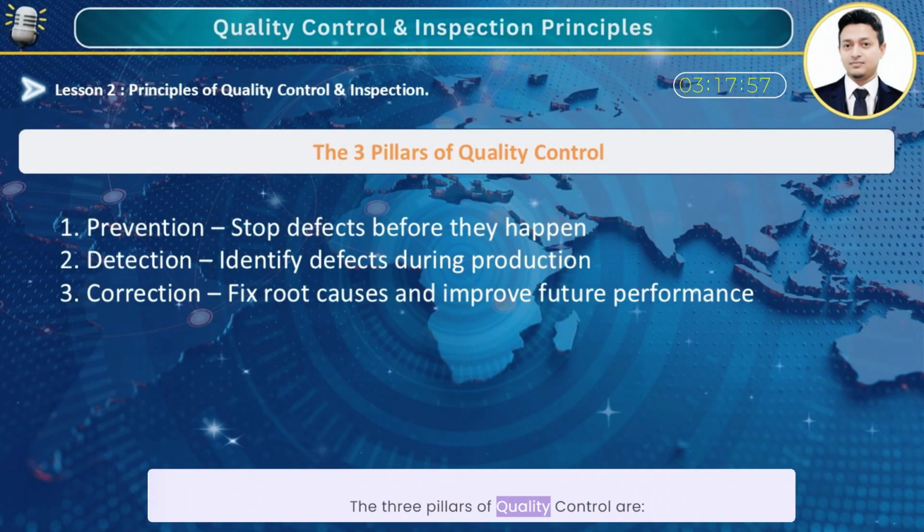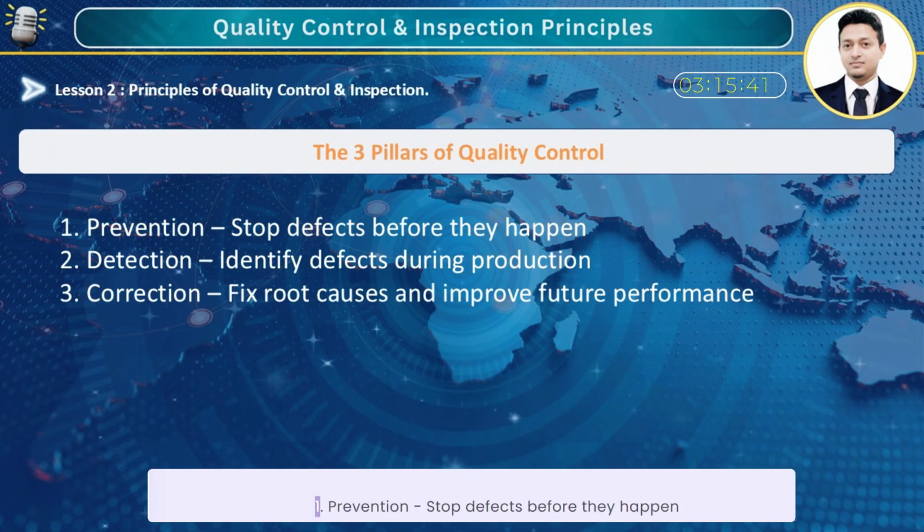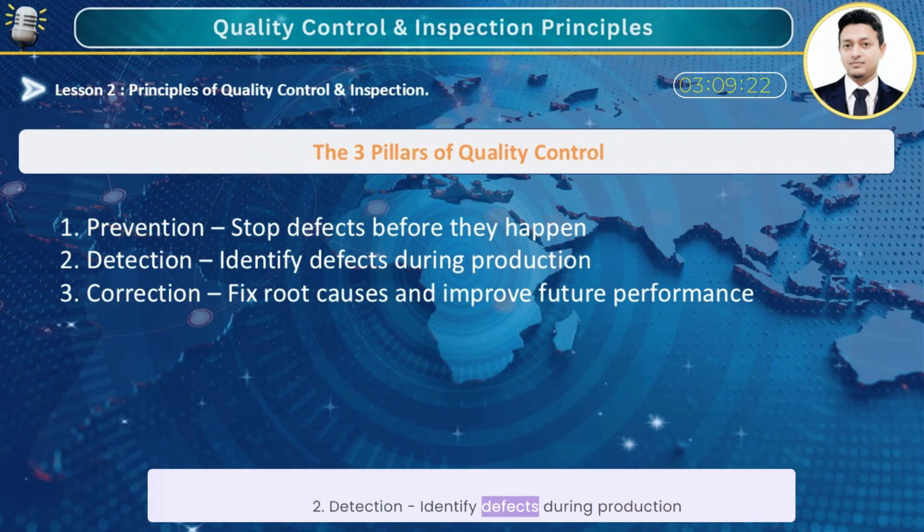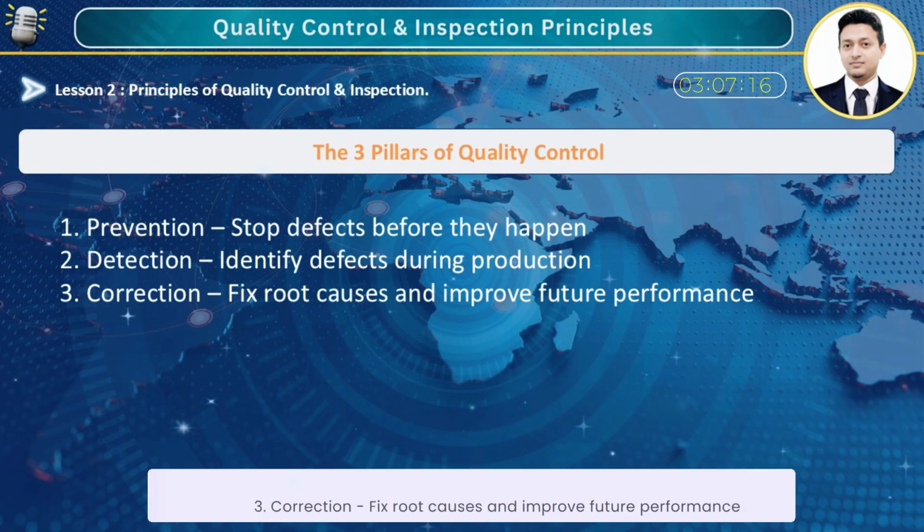The three pillars of quality control are: 1. Prevention, stop defects before they happen. 2. Detection, identify defects during production. 3. Correction, fix root causes and improve future performance.